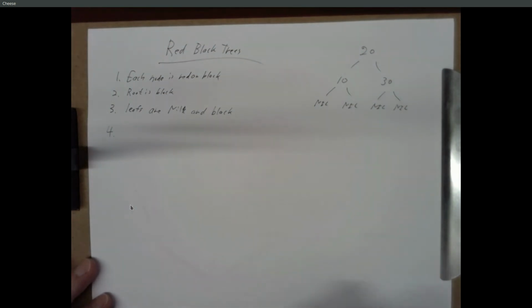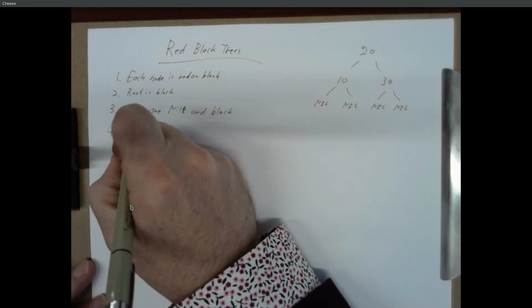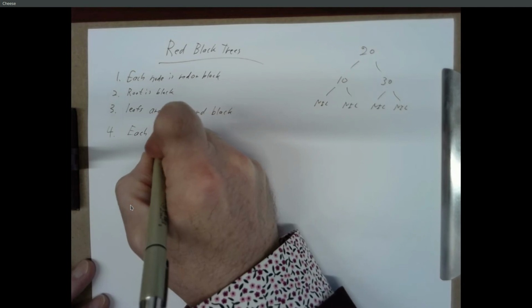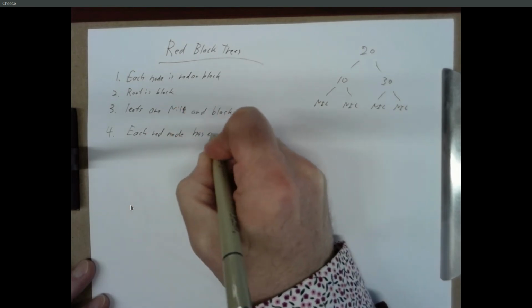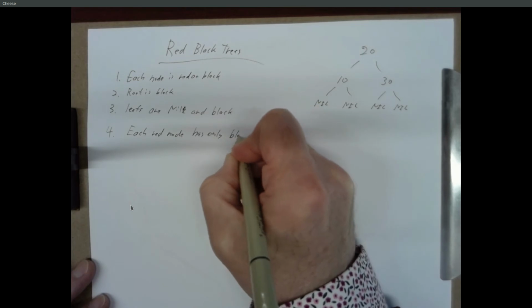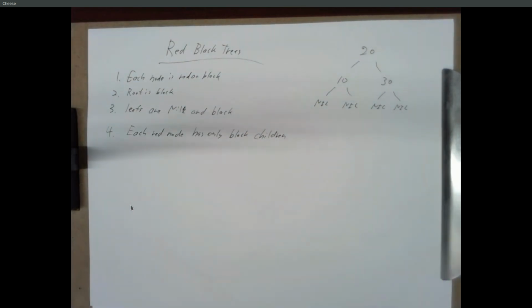So red is coming up now. Fourth property: each red node has only black children. So a black node can have black children or red children, but a red node has got to have only black children.